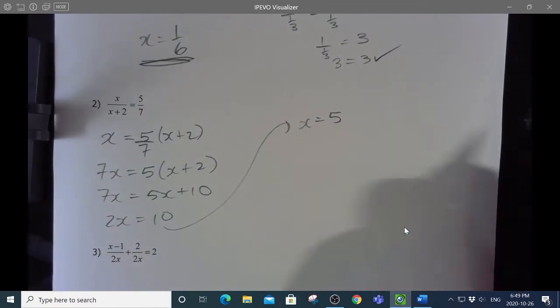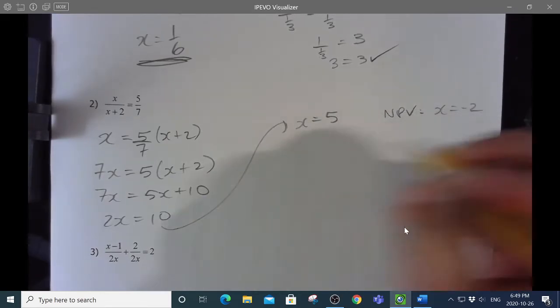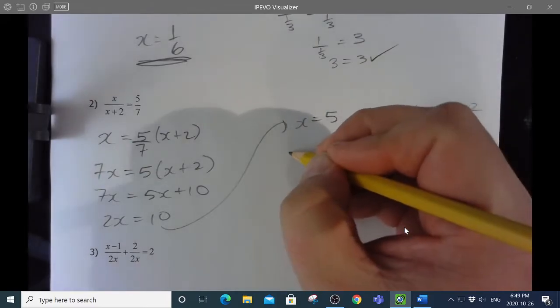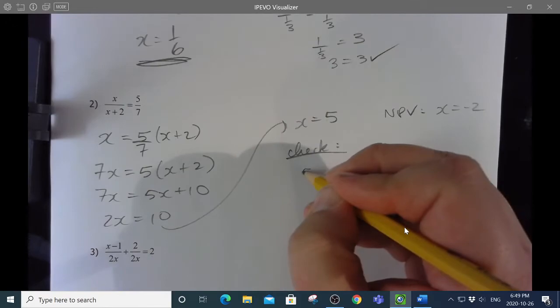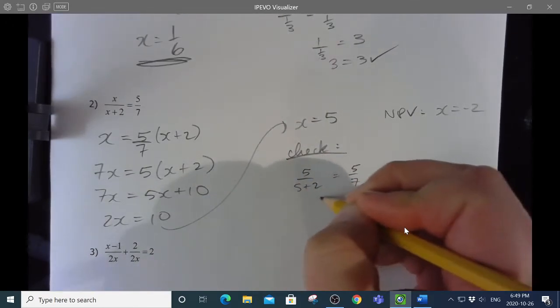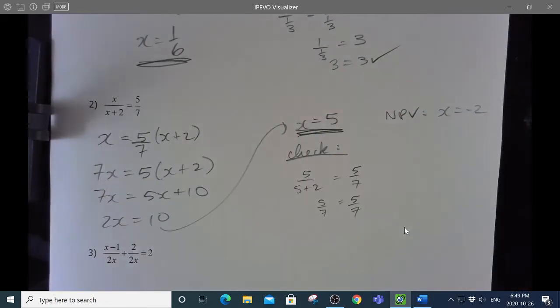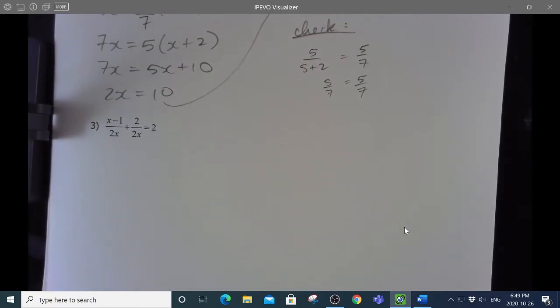And again, what are my NPVs? Well, x cannot equal -2. That's not a -2, so that's good news. And then we'll do a verify. So my check, sometimes I call them checks instead of verifies. That's going to be 5 over 5 plus 2 is equal to 5/7. And yes, that is definitely 5/7 is 5/7. Checked. Okay. How about, this one's very similar to both number 1 and 2 kind of together.